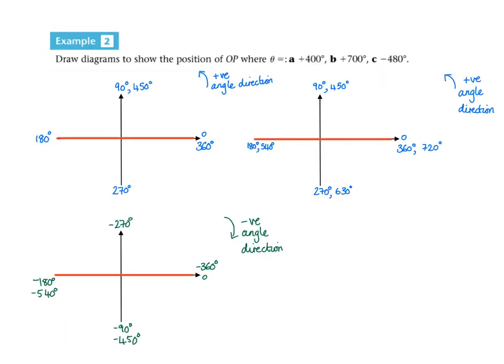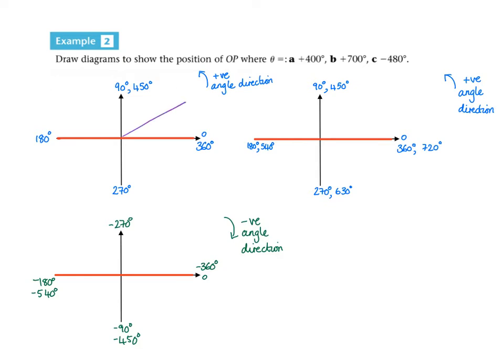We want to do some examples of how we work out these angles using the quadrant system. So the diagram shows the position of OP, where theta is equal to 400 degrees, 700 degrees and minus 480 degrees. On our first diagram, OP is just from the centre of the diagram, so we're looking for 400 degrees. I have labelled my quadrant system, starting at 0, 90, 180, 270, back to 360. It's going to go more than that because 400 is more than 360, so I've taken it up to 450. So in my diagram, hopefully you can see the angle that I'm looking for is about here.